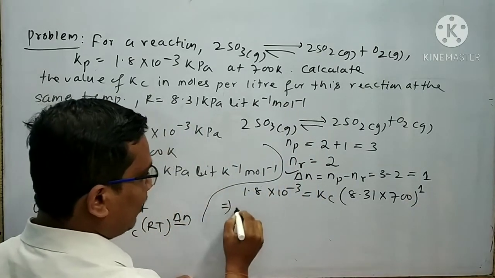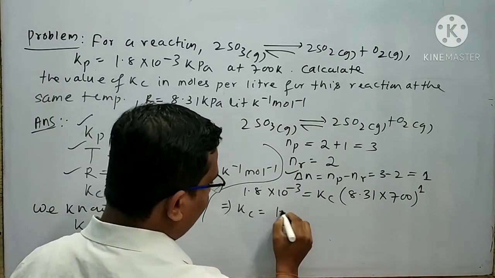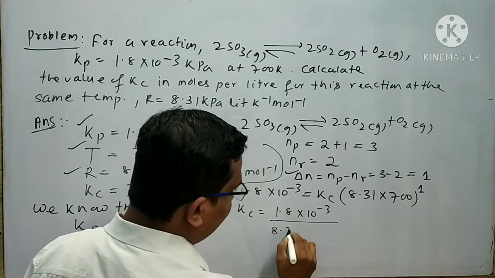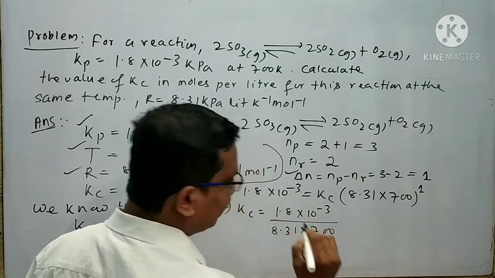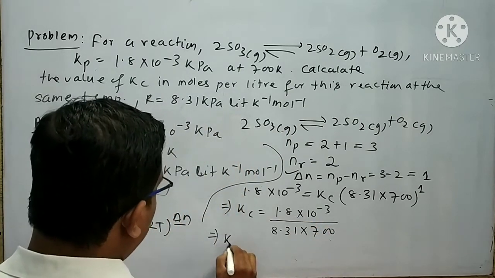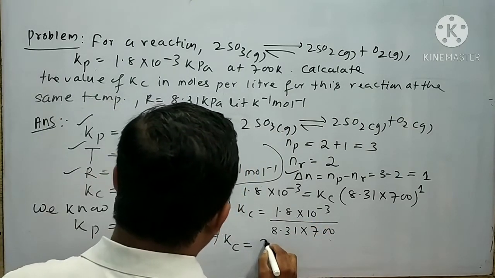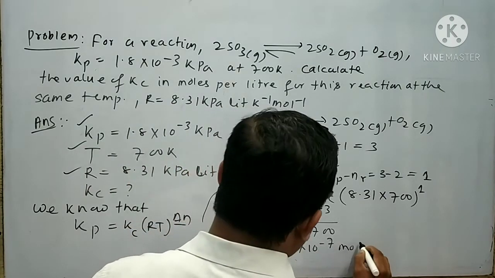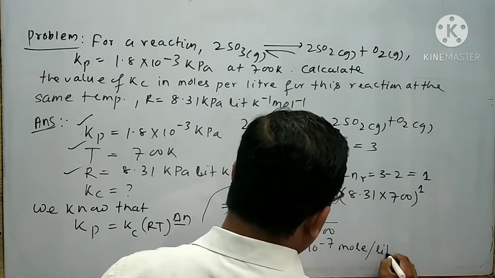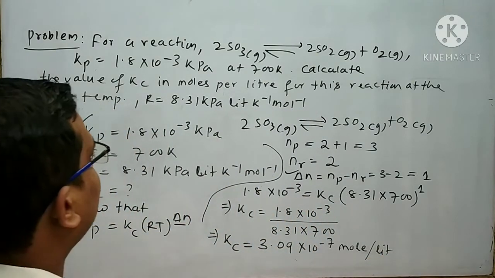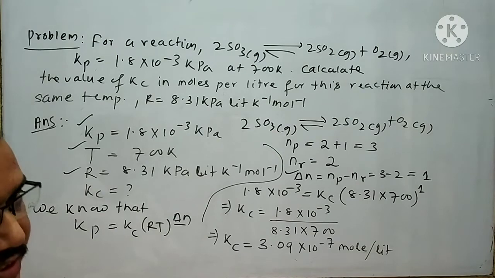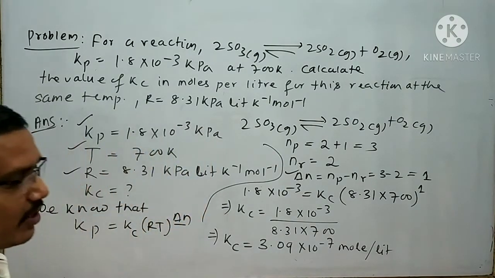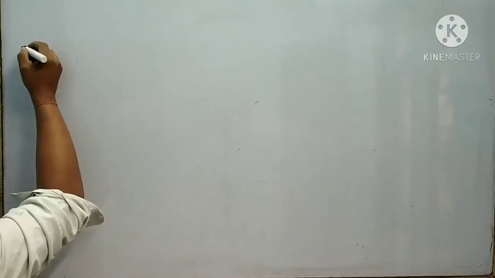That means I can write here Kc equal to 1.8 into 10 to the power minus 3 divided by 8.31 into 700. After calculation it is seen that the value of Kc equal to 3.09 into 10 to the power minus 7 mole per liter. In our question, find out the value of Kc. So the value of Kc is 3.09 into 10 to the minus 7 mole per liter.